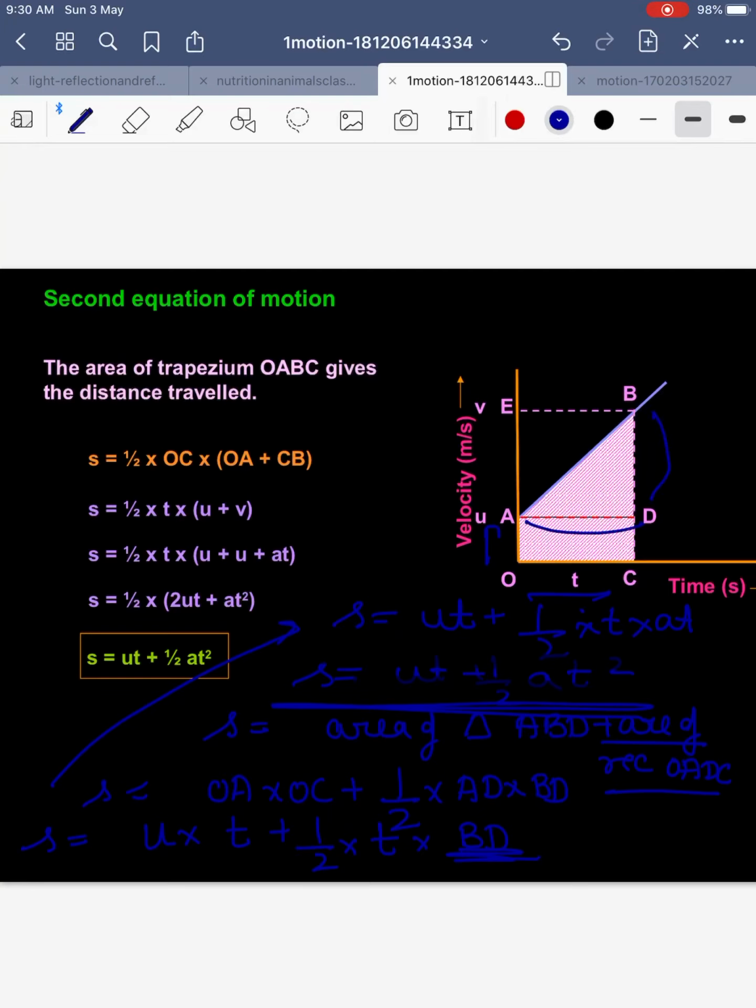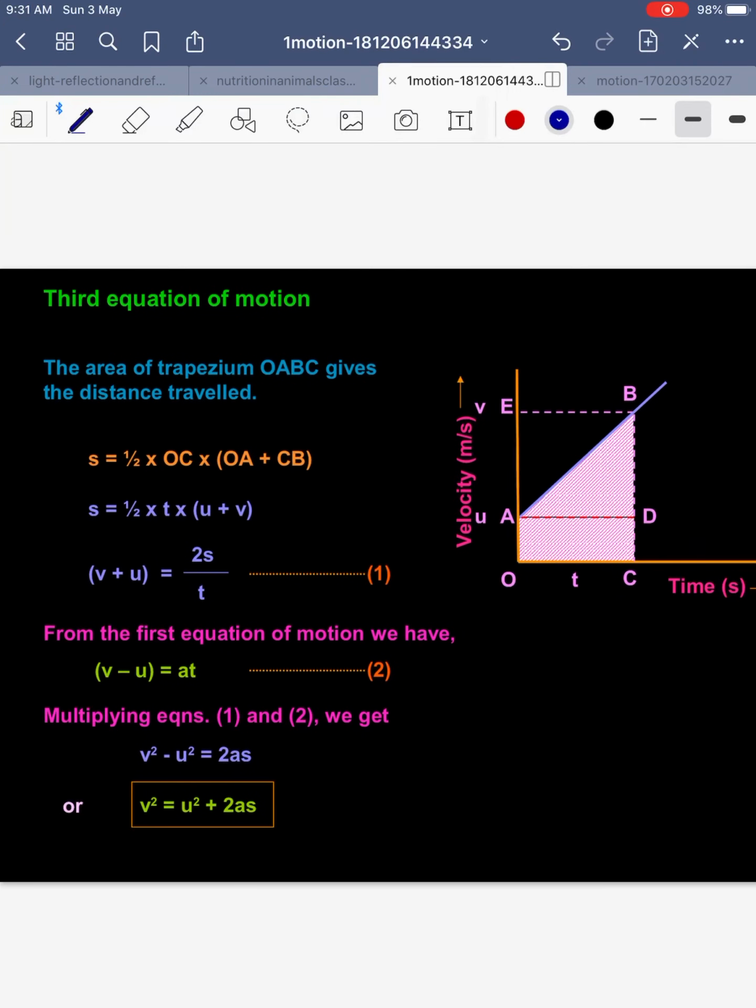So U into T plus half base AD is T only, but what is BD here? BD will be equal to AT. How we derived BD equal to AT, that I told you. So just put the values. S is equal to UT plus half AT square. This is our second equation of motion we have derived. Third equation is again very easy.